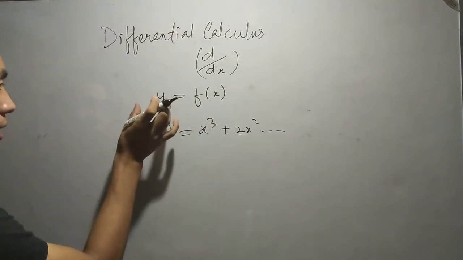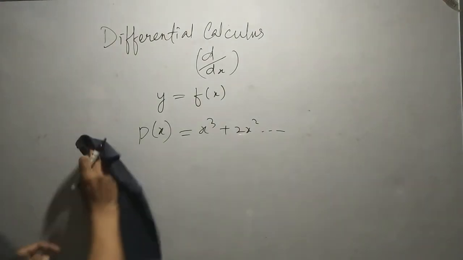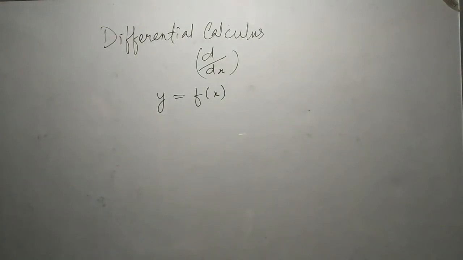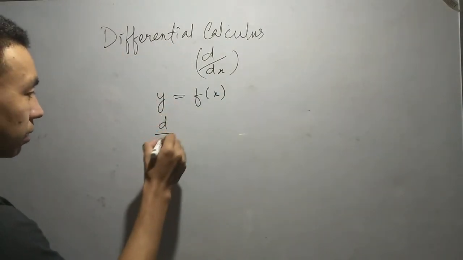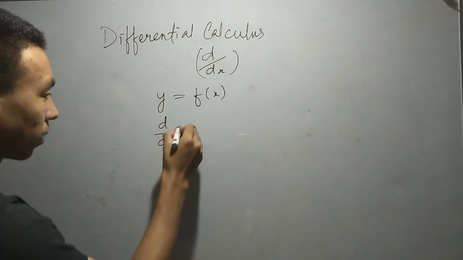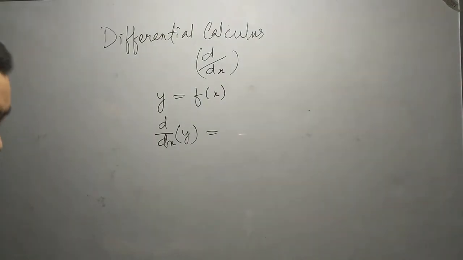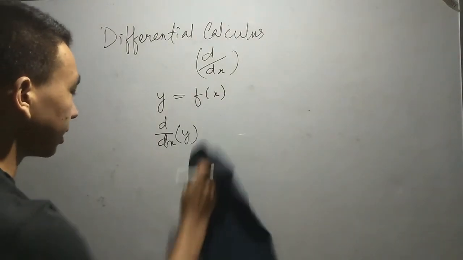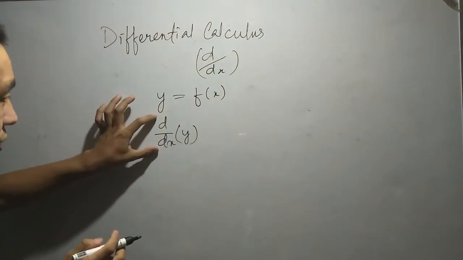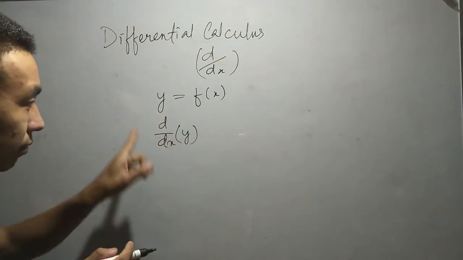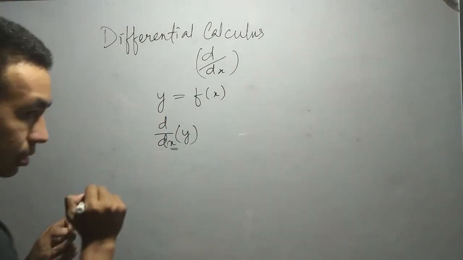So if y is a function where y equals f of x, then by differential calculus we can do it this way. In order to calculate through differentiation, we will write d by dx of y. Then the formula follows. Now I'll tell you how we read this: the differentiation of function y with respect to x.